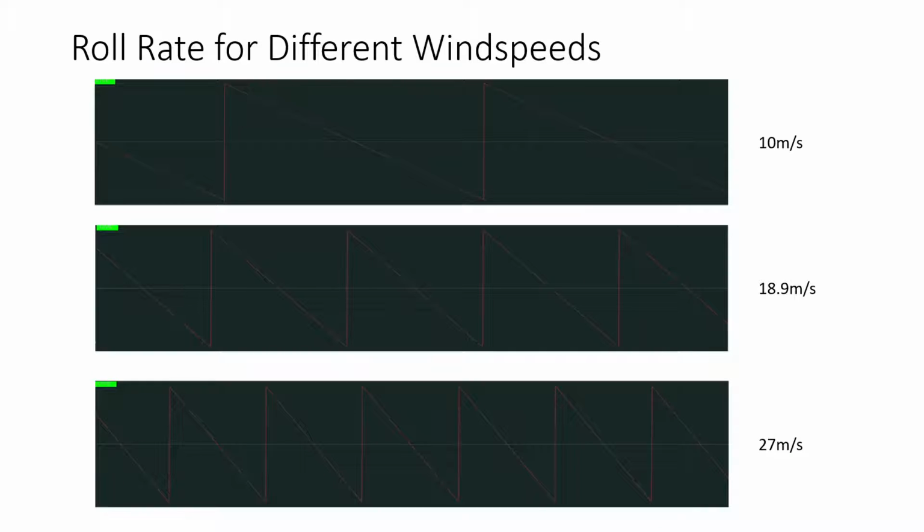The effect that wind speed had on the roll rate was also studied. Here, we look at the wind speeds of 10 meters per second, which is the stall speed, 18.9 meters per second, which was the cruise speed, and 27 meters per second, which was the max speed. As you can see, the higher speeds resulted in a higher frequency in the graphs, which means a larger roll rate.